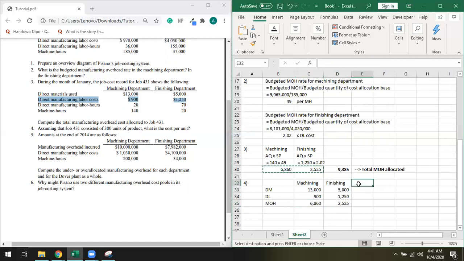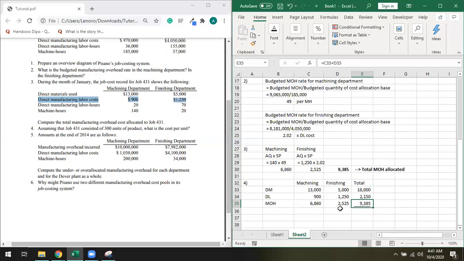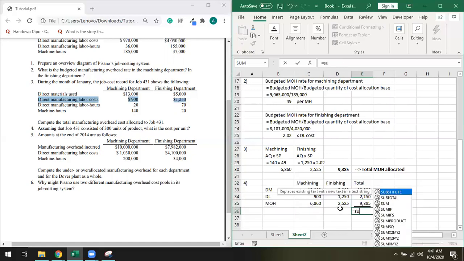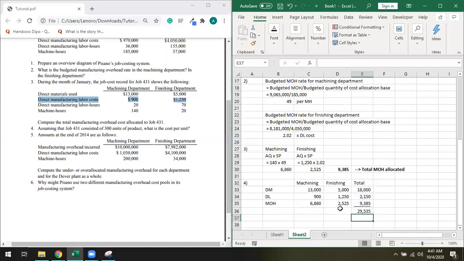Now we find the total cost for this product. Total cost for direct material is $18,000. For direct labor, it is $2,150. And for the manufacturing overhead, it is $9,385. And the total cost is $29,535.